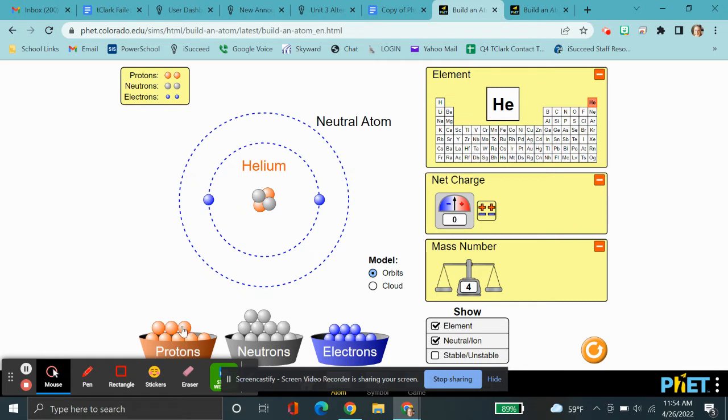So right now we're neutral. Neutrons will keep it neutral. Protons will make it more positive. You can add electrons to even that out again. See what happens when you add too many electrons. When does it change to a new element? So just play around with it.